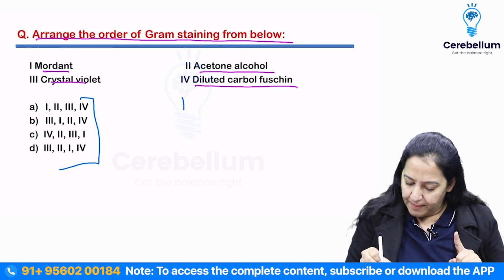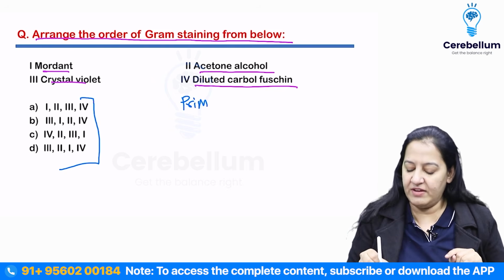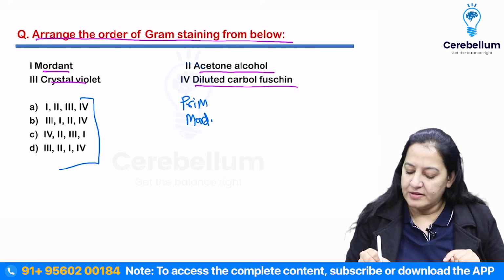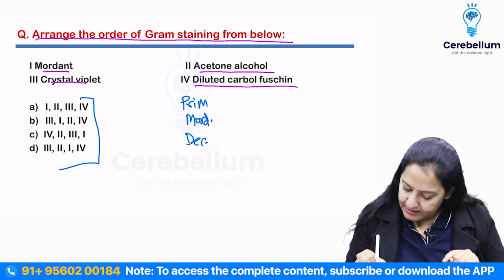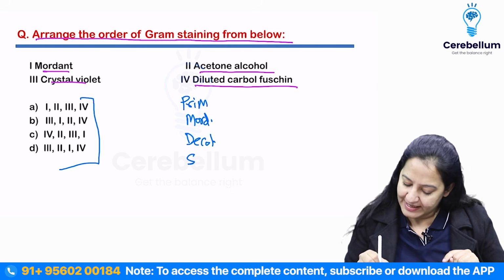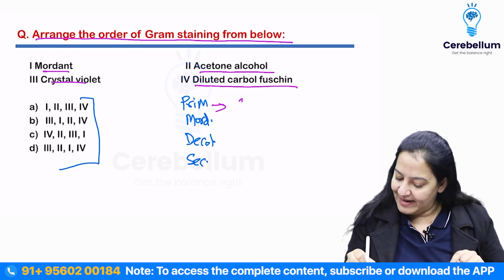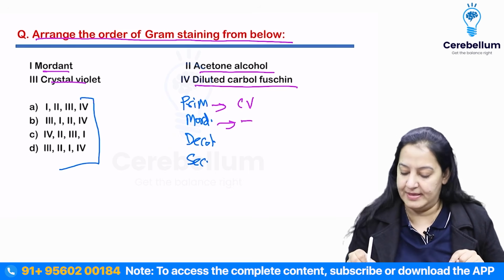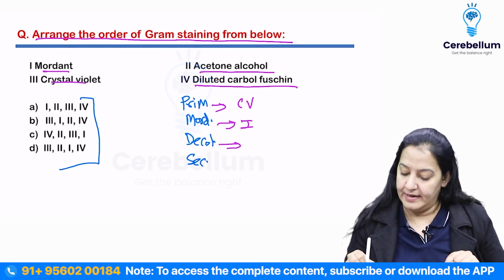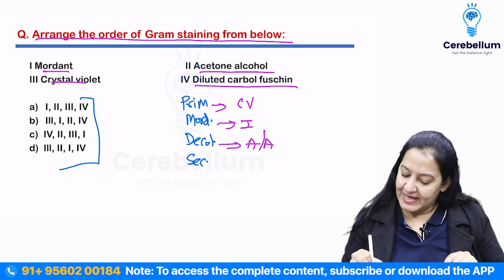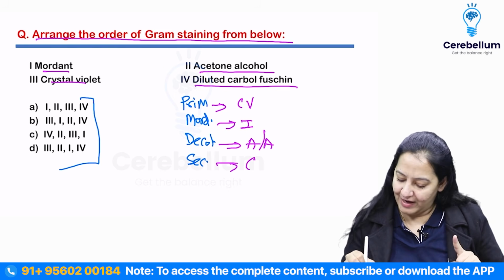First we add a primary stain, then a mordant, then a decolorizer, and then a secondary stain. The primary stain we use is any violet stain like crystal violet, the mordant is iodine, the decolorizer is alcohol or acetone, and the secondary stain is any red stain like carbol fuchsin.